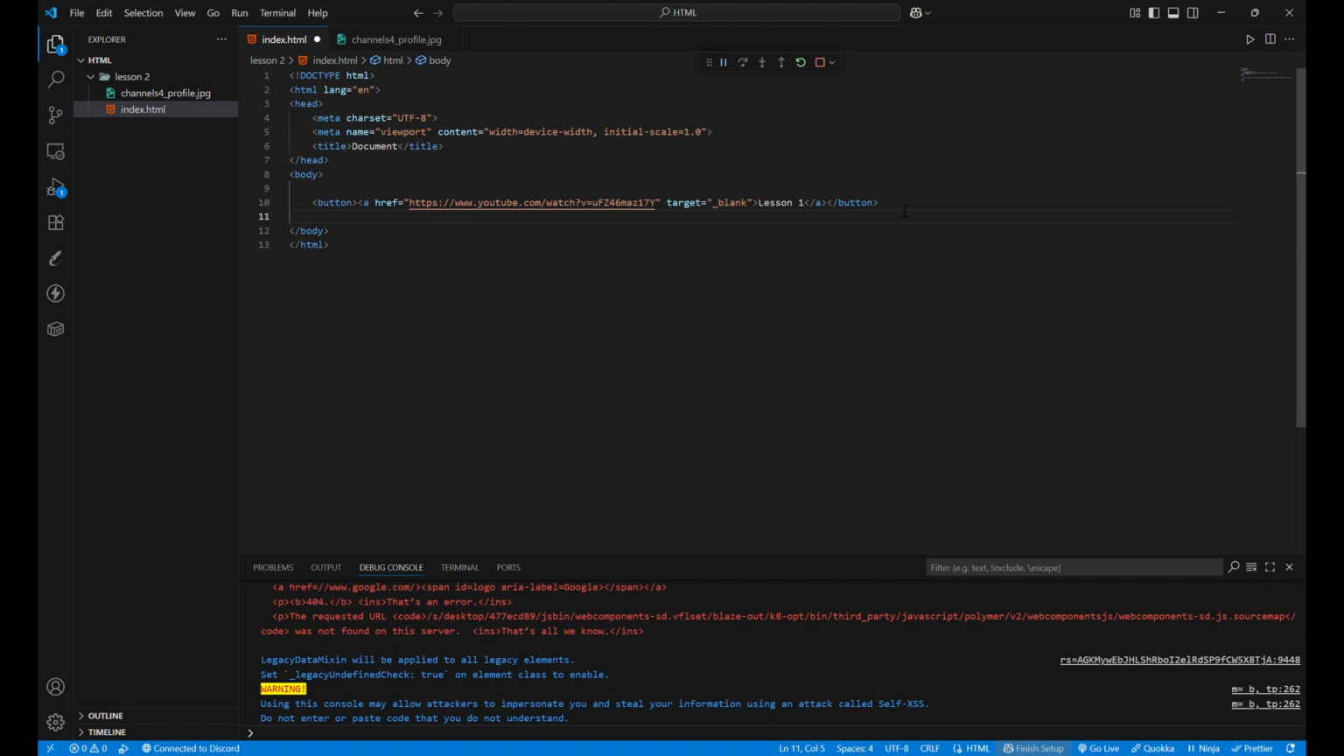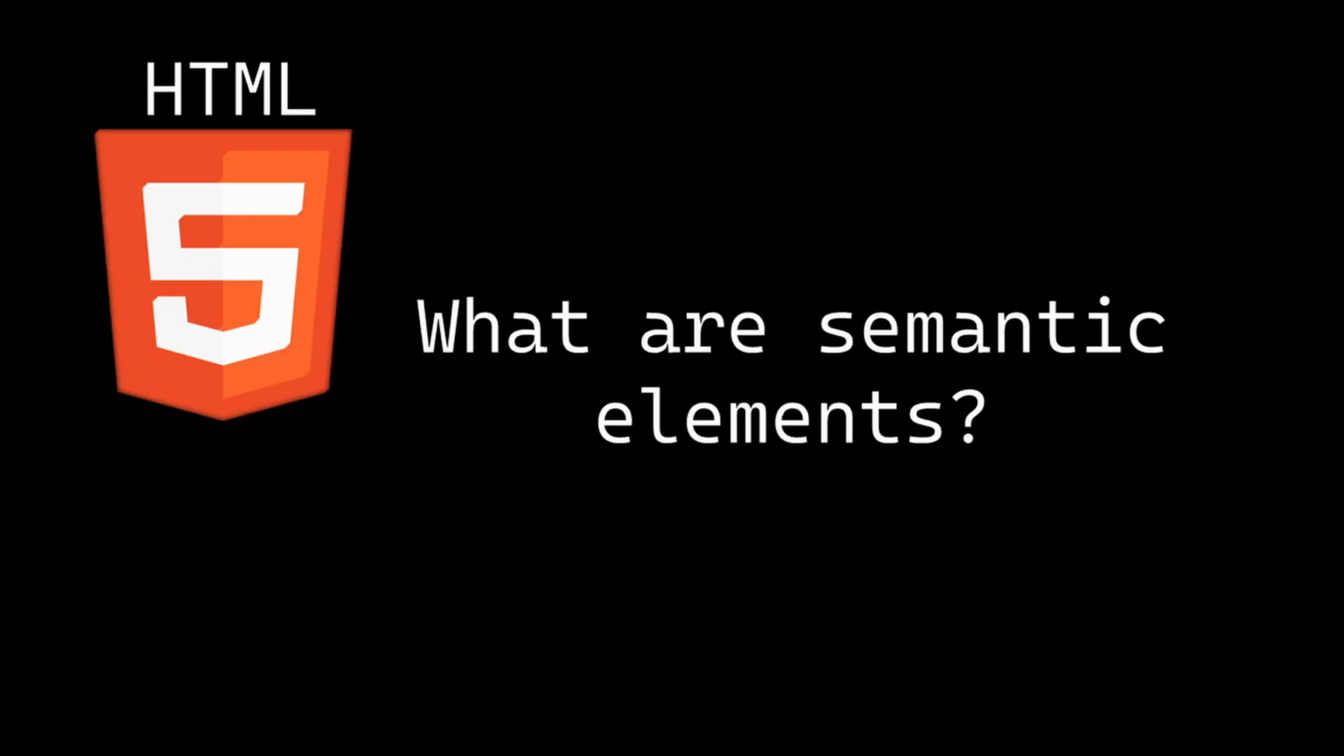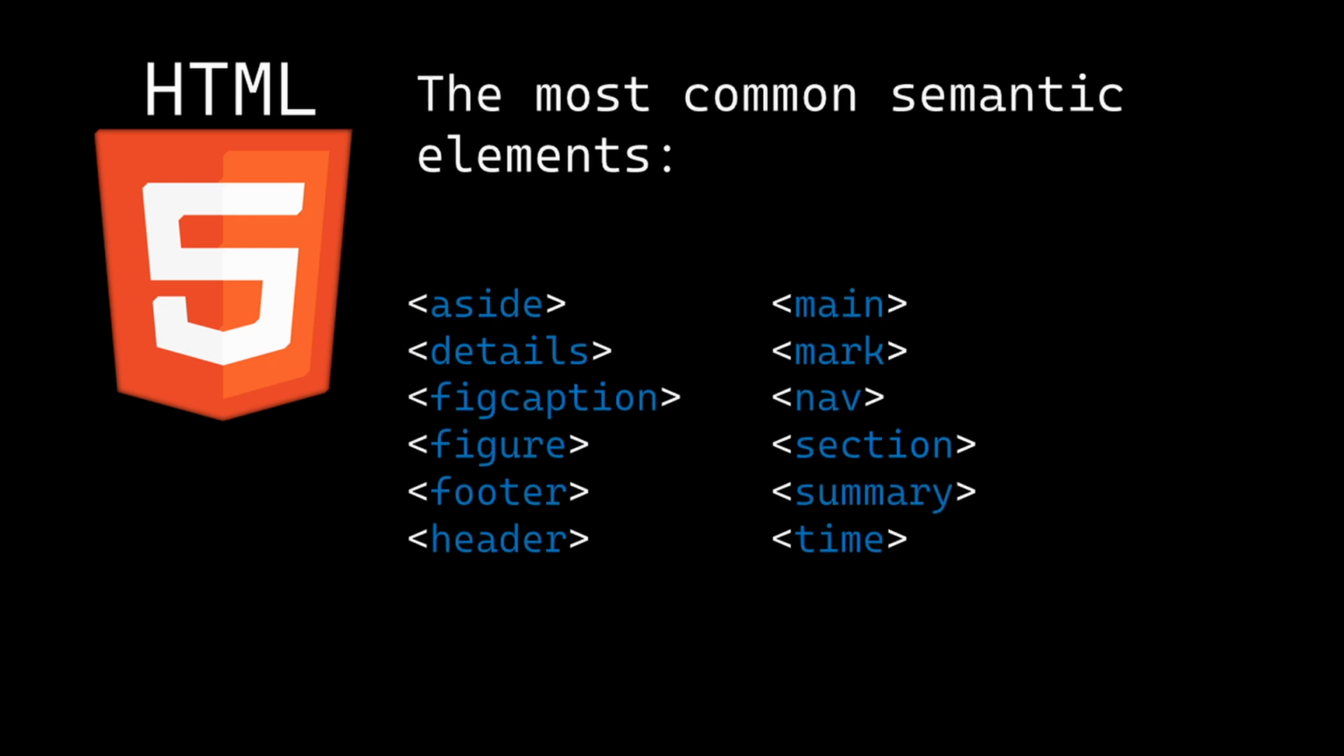The nav tag is a semantic element. You may be asking, what is a semantic element? Semantic elements are tags that provide meaning to the content they enclose beyond just presentation. They tell browsers and search engines the purpose and structure of the content rather than just how it should be displayed. Here are some of the most common semantic tags.